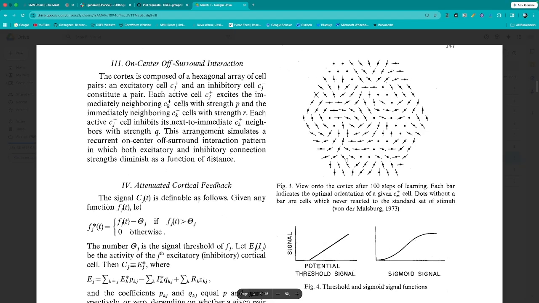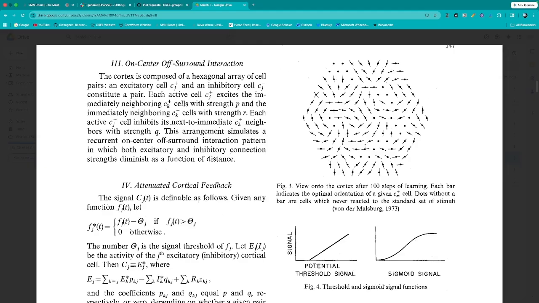This is looking at cortex and the orientation of cells in cortex. One of the things that happens in development in the visual cortex is the cells become tuned to stimuli, and so they're looking at the neurophysiology here, at the tuning of these cells when the organism is orienting itself to a visual signal. And this is where they're teaching the visual system through experience how to acquire this sort of tuning. So you can see here the view onto cortex after 100 steps of learning.